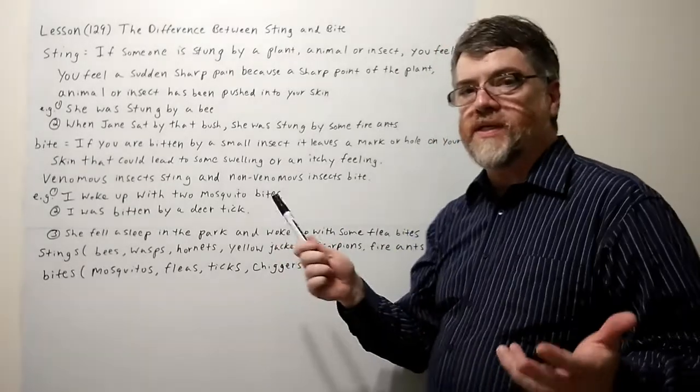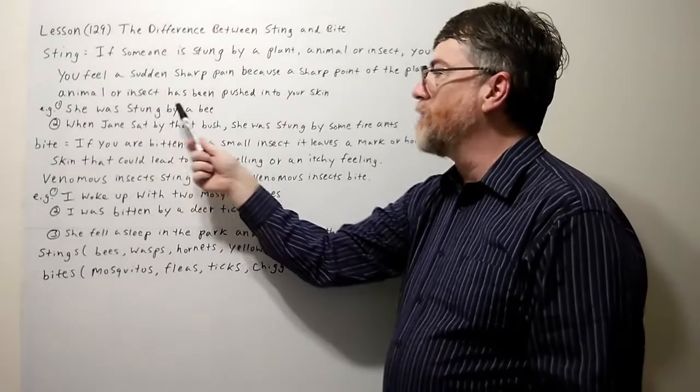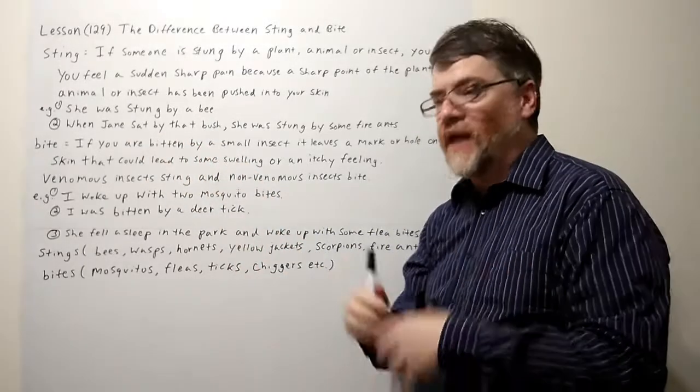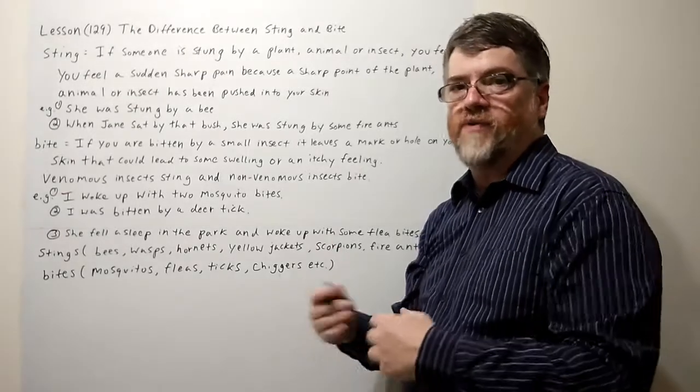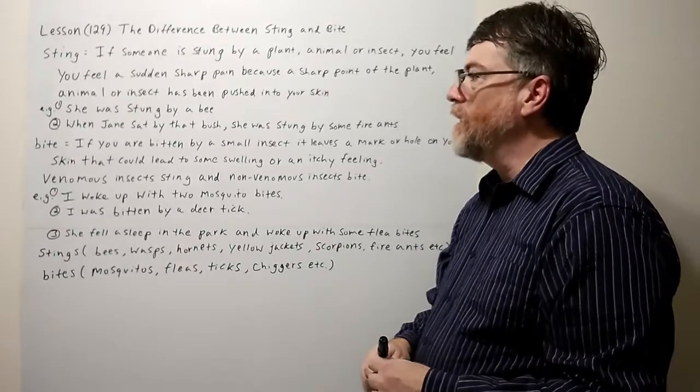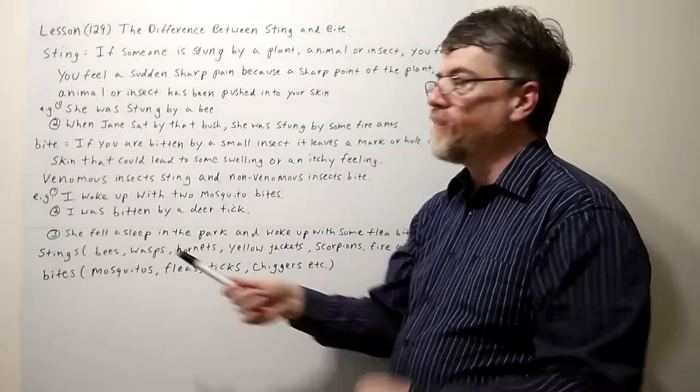So let's look at the first example. She was stung by a bee. Yeah, a bee has a stinger, and you do feel a pain. You will feel like ow right away if a bee stings you. Let's look at number two, though.